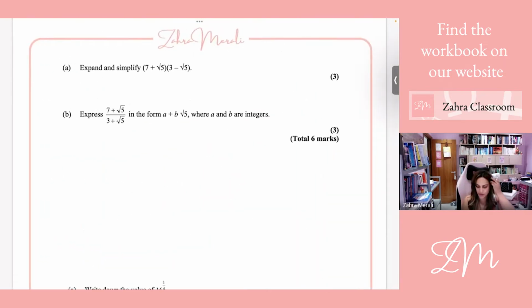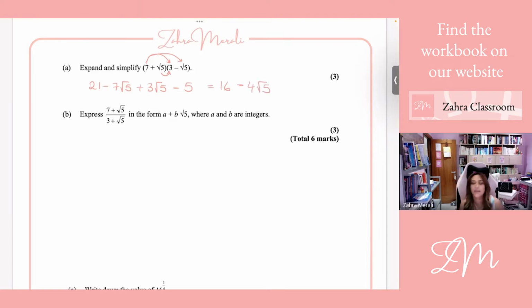Okay, next one, we've got some surds. So we're going to open this out. We've got 7 times 3, which is 21. 7 times minus 5 to give me minus 7 root 5. Root 5 times 3 is plus 3 root 5. Now, root 5 times root 5 is 5, and there's a minus sign, so minus 5. So we've got 21 take away 5 to give me 16. And then you've got minus 7, and then you're adding 3, so you're going to get minus 4 root 5.